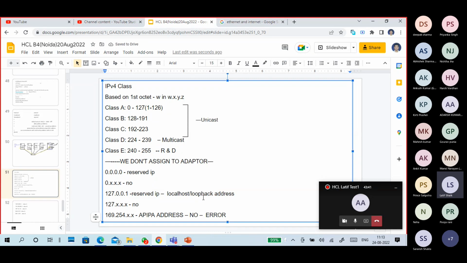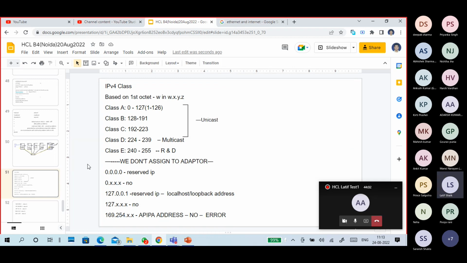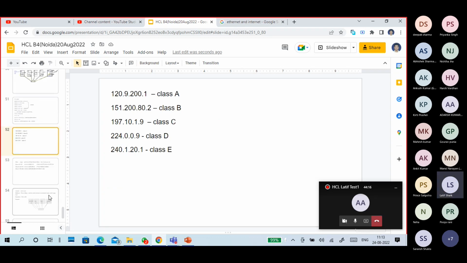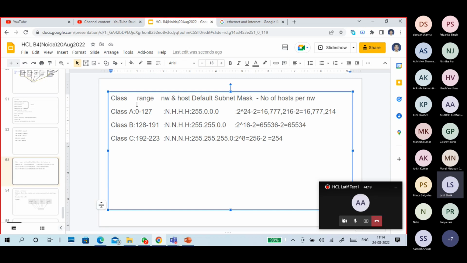Loopback word we will use for testing purposes. Localhost is the word we use for telling "this is my host". Also, we don't use 127.0.0.1 or that entire series. And also we don't assign 169.254. If any adapter is showing 169.254, it is an APIPA address, meaning it is an error. I will explain what an APIPA address is. We'll come back to the ranges, guys.